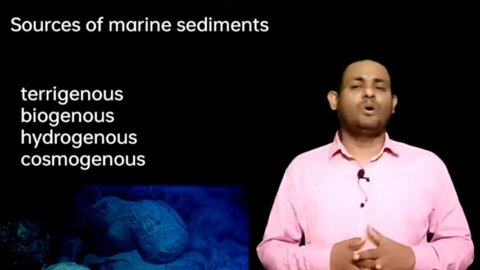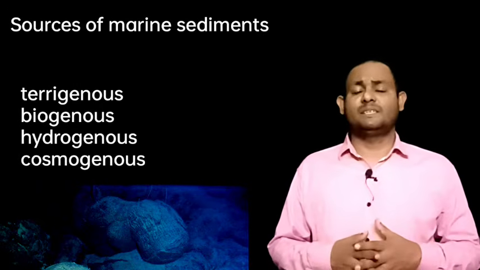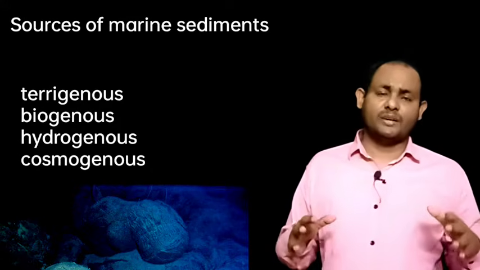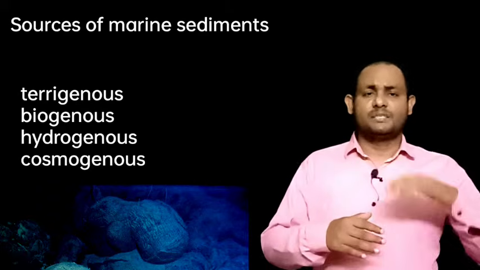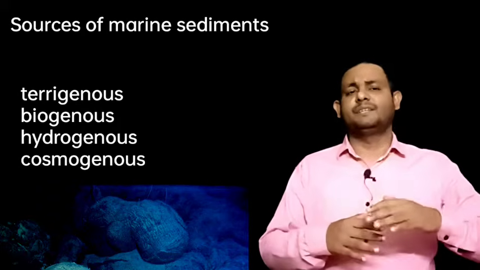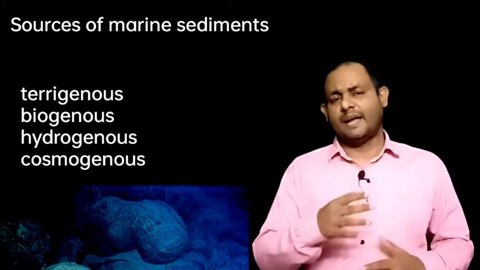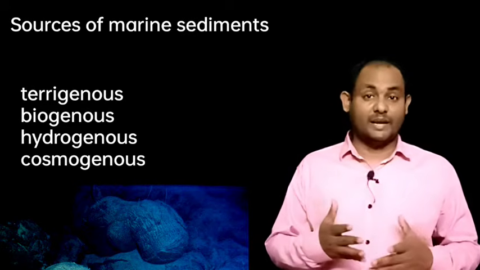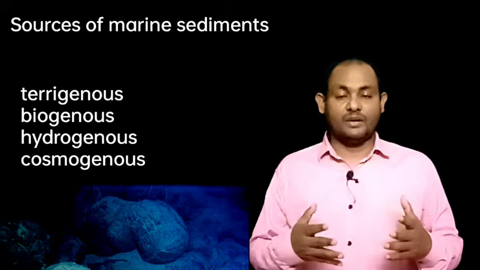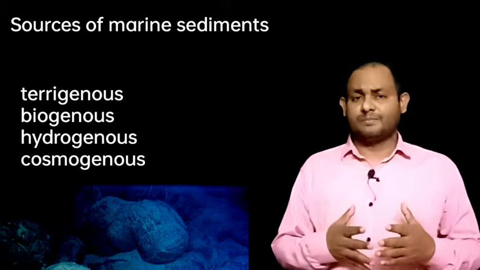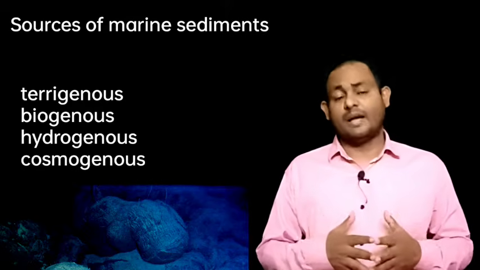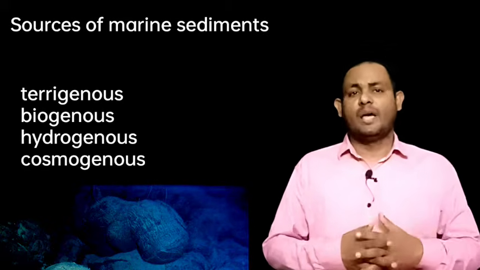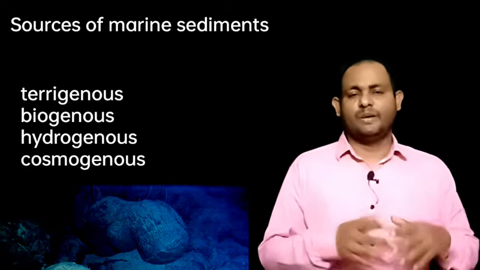The third important factor of marine sedimentation is the energy condition of the bottom current at the site of deposition. The grain size of sediment is proportional to the energy level of the bottom current at the time of sedimentation on the sea floor. Basically, the hydrogenous source and the cosmogenous source are also very important.